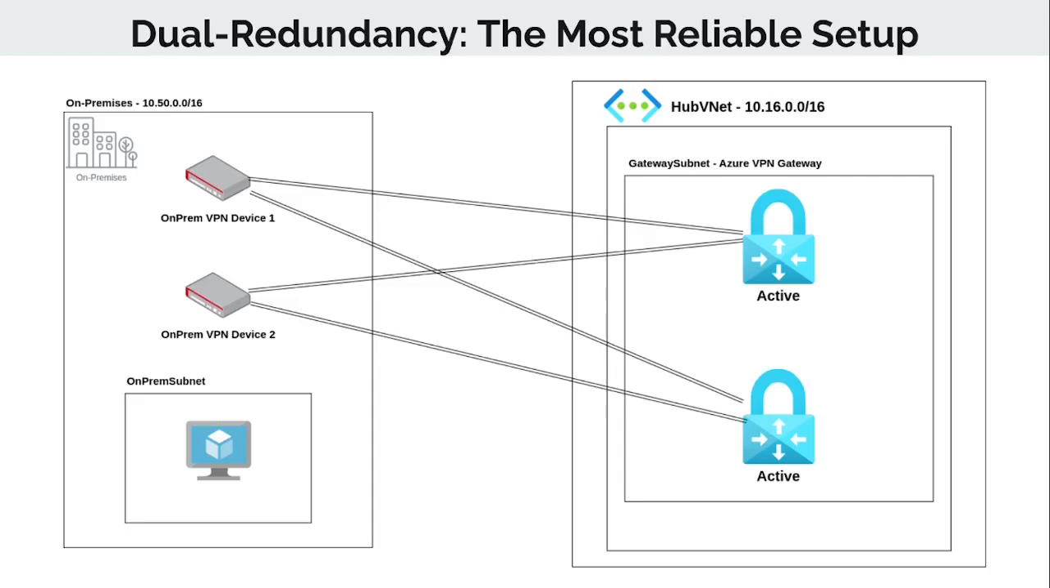To wrap up, choosing between active passive and active active modes depends largely on your specific use case, redundancy requirements, and the criticality of the workloads you are supporting. For businesses with high availability needs, active active is the clear winner, ensuring continuous connectivity and minimal downtime.